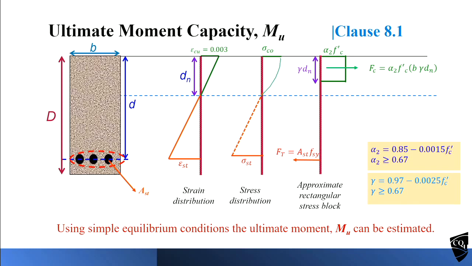So the definition for neutral axis is that strain is equal to zero, or stress is equal to zero. So where the strain is equal to zero, that is called the neutral axis. That's what I put as a blue dotted horizontal line. So that is the neutral axis. The depth of the neutral axis from the compression zone is marked as dn. dn is the depth of the neutral axis in the moment calculation.